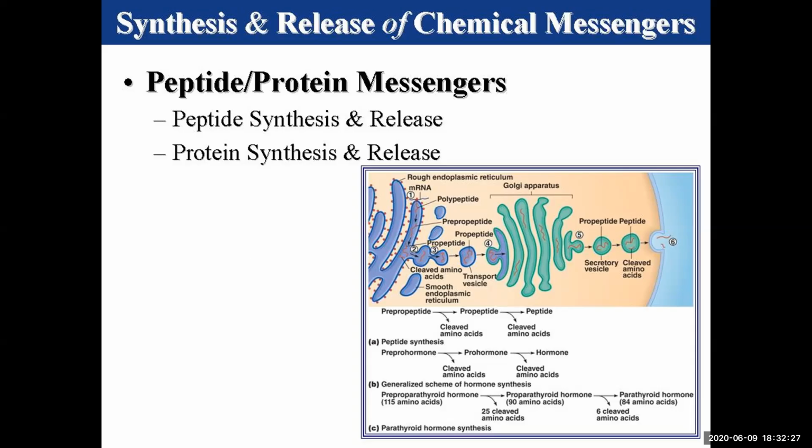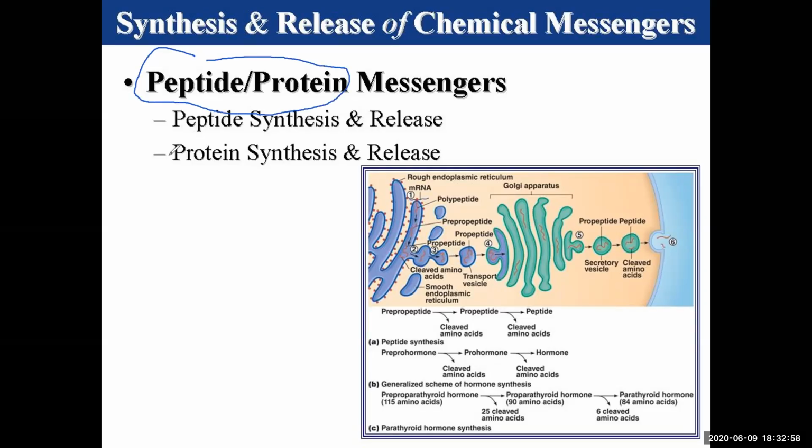Chemical messengers can be simple chemicals or can be complicated, can be a macromolecule like a peptide, like a protein. So it's a large molecule. It's a macromolecule, proteins being one of the 4 families of macromolecules. So peptides and proteins can be used as a chemical messenger.